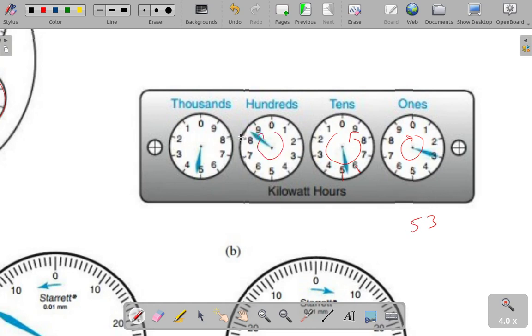This one is clockwise. We're past the 8, but not yet to the 9. We have an 8 there. This one is counterclockwise. We're past the 4, but not yet to the 5, so we're at the 4. So this would measure 4,853 watt hours. Or kilowatt hours, I guess.